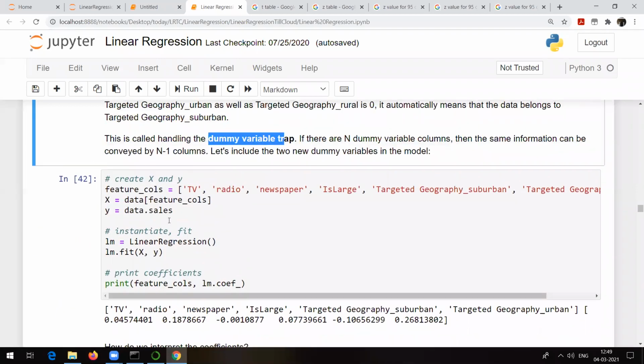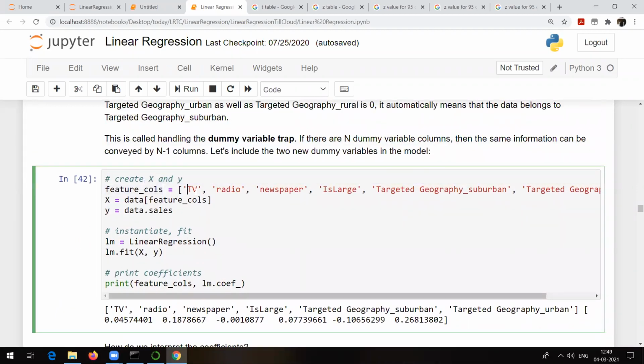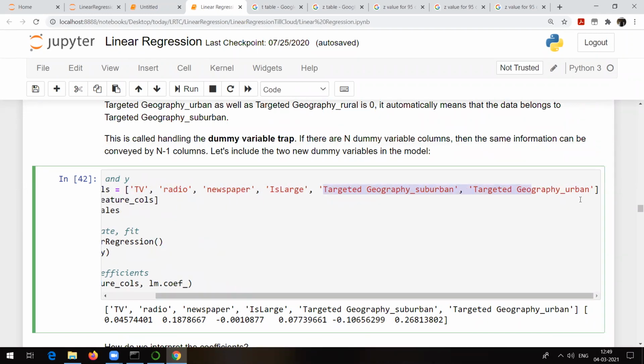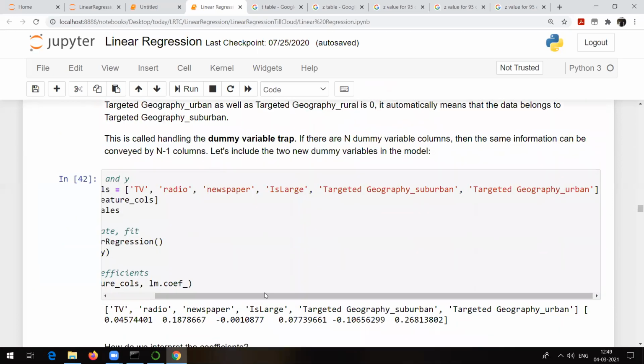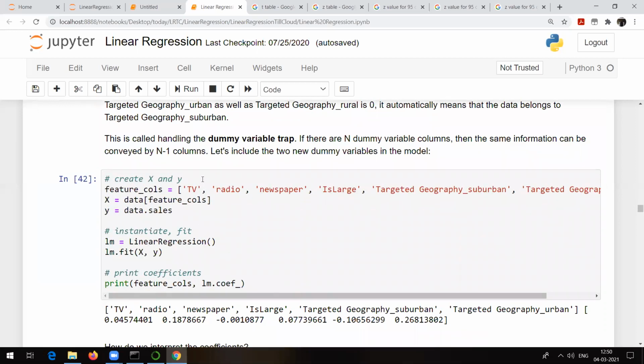Now I am trying to create feature columns. What am I adding? TV, radio, newspaper is large. I have removed categorical data, and now see target geography suburban and target geography urban. Each one of them is numeric. I have used is large. I did not make use of scale now because scale is not needed. Same information is given by is large, which is numeric. I am not using the target geography column because the same information is given by these two columns, and in combination they are also numeric. As we needed our input data in numeric format, that's why we have done all those things till now.